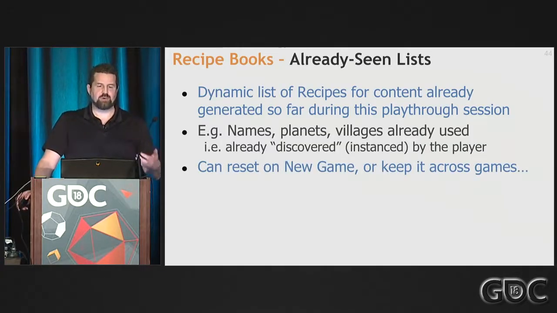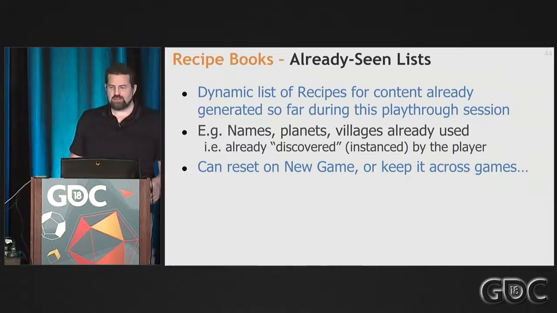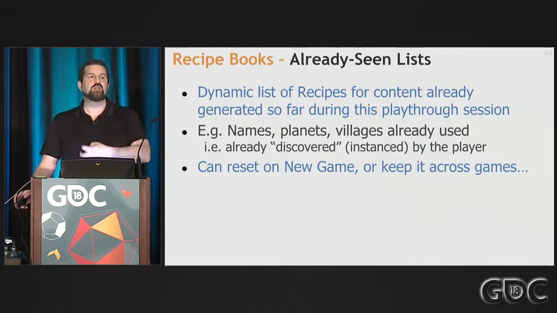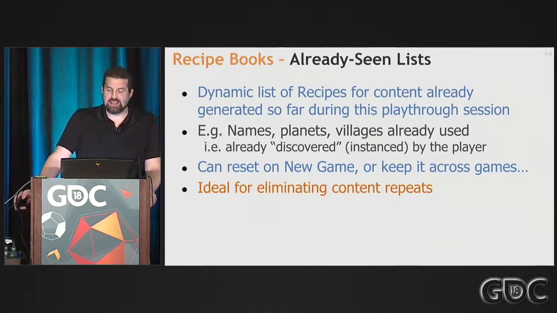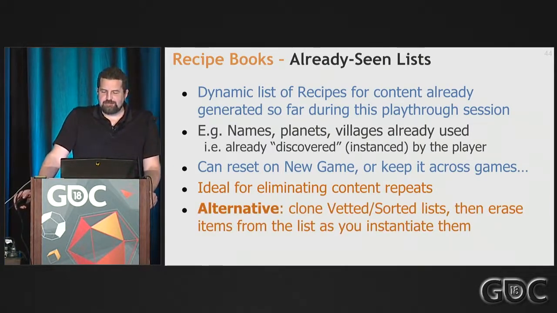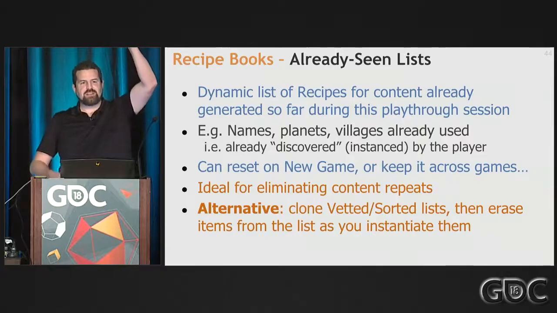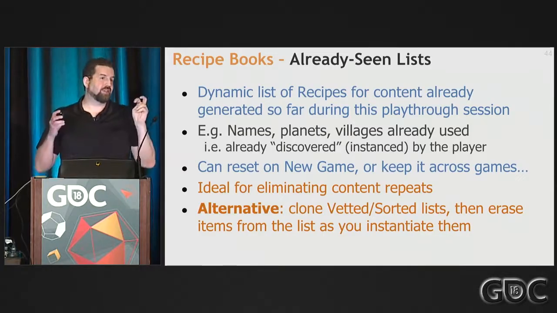Because you're trying to not spoil repetition. You can reset this every time they start a new campaign, a new game, or you could even keep it across games so that even if I start a new game, I'll continue to see new content. This is ideal for eliminating content repeats. There's an alternative to this, which is just you take your other lists, like whitelists, and here's the list of all the puzzles I have that are valid, and then as I encounter them, I sort of cross them off the whitelist. So like that's no longer a valid puzzle for me to choose from.